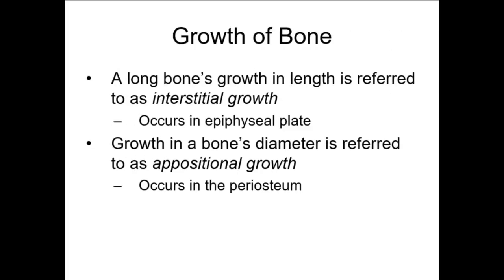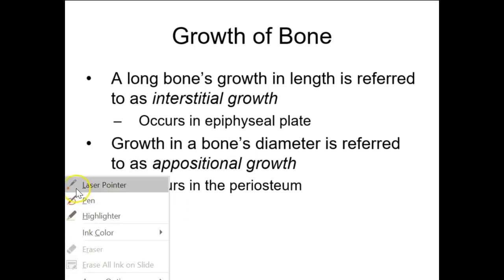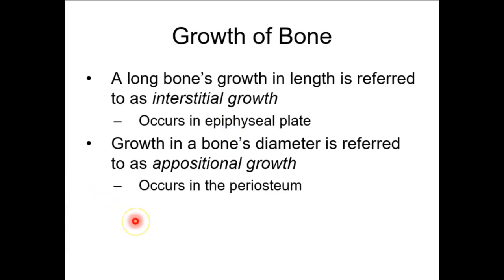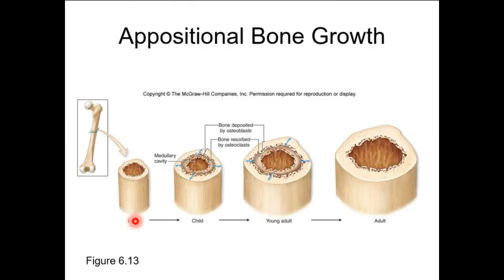Growth of bone: interstitial growth occurs in the epiphyseal plate, and appositional growth occurs in the periosteum. That's going to be very, very similar to the way that happened with cartilage as well. Appositional growth specifically means that an infant has a diaphysis of a certain diameter, and by the time you become an adult, it has to be a much wider diameter.